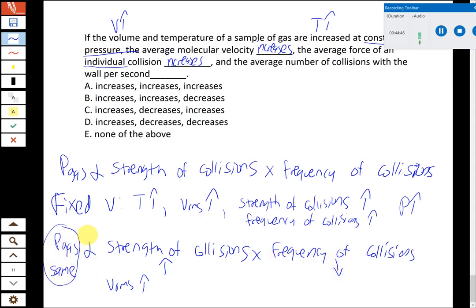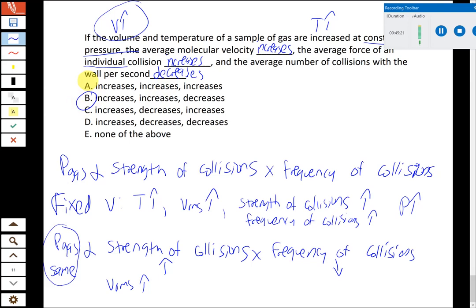So that's just a little bit of mathematical logic. If this number is staying the same, this number is increasing, that means the number you're multiplying it by has to be decreasing to keep that number constant. So that means in this case, the number of collisions per second, the frequency of the collision, must decrease. And again, that's possible because we're increasing the volume. By increasing the volume, we're spreading out the gas molecules more so they don't hit the wall of the container as often. So the correct answer for this one is going to be increases, increases, decreases, which is going to be choice B. All right.